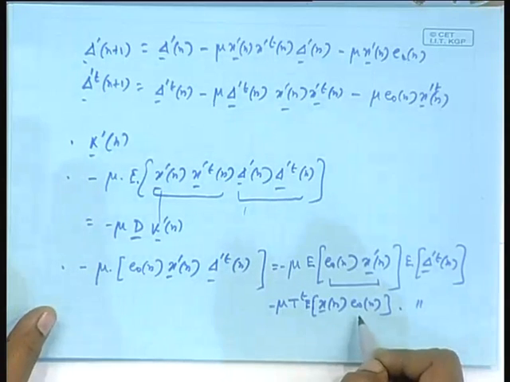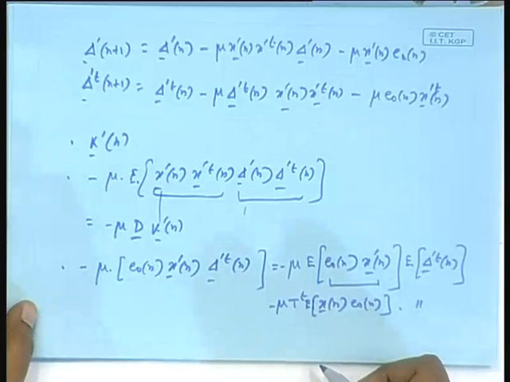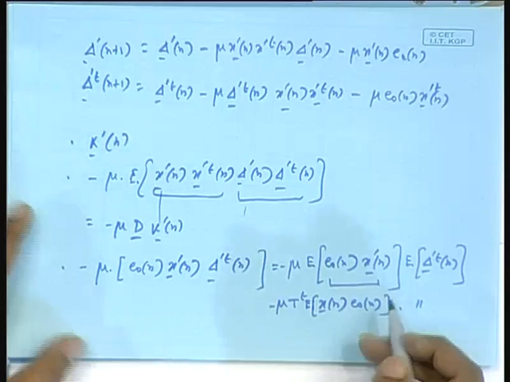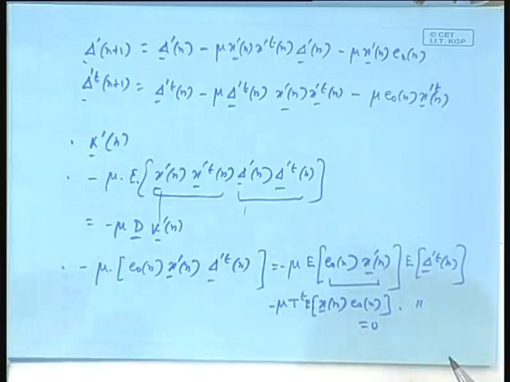But E_O(n) is orthogonal to all the components of x(n), because E_O(n) is the optimal error. So the correlation is 0. So this will give rise to 0.